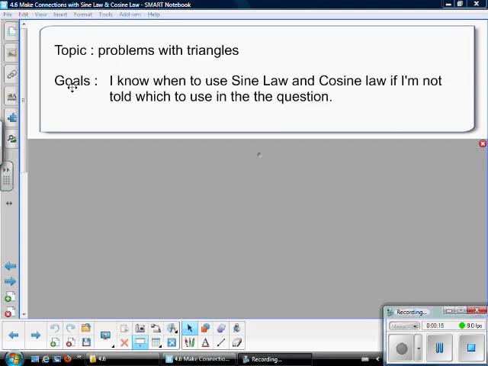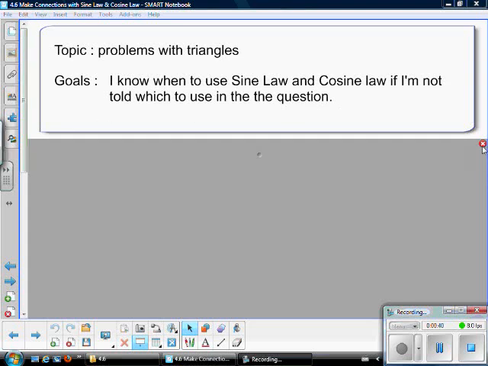Now, our goal today is to know when to use sine law and cosine law if I'm not told which to use in the question. This is often a concern when we're dealing with word questions because we have our primary trig ratio, SOHCAHTOA, and we have our sine law and cosine law. But if they don't tell you which one to use, we need to be able to figure that out ourselves.